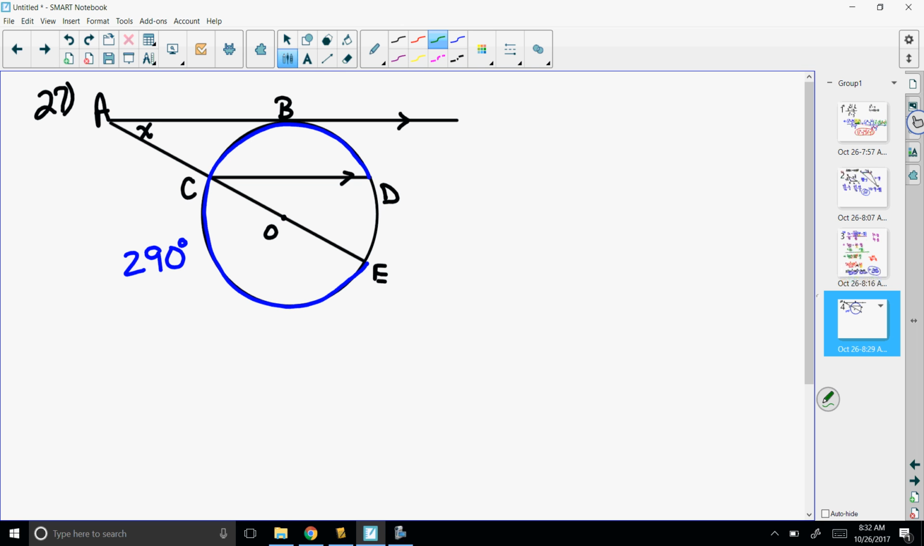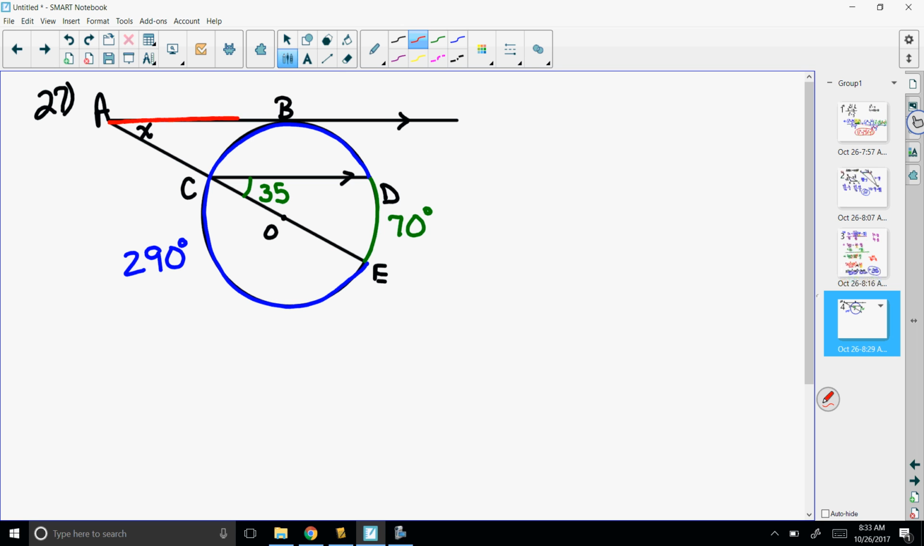Well, if arc DCE is 290, what is DE? 70 degrees, because 290 plus 70 is 360 degrees, which is the circumference of a circle. If I look at this angle that I'm going to mark right there, that's an inscribed angle. What do you know that measure is going to be? Half of 70, which makes it 35.